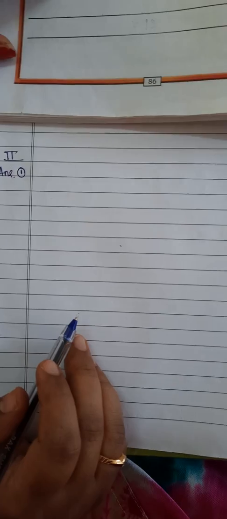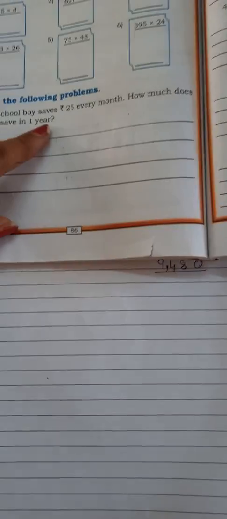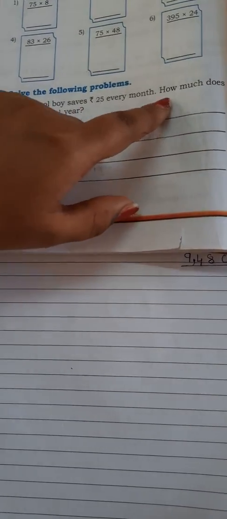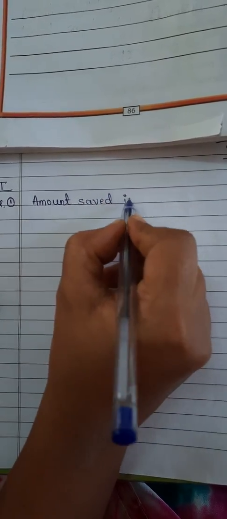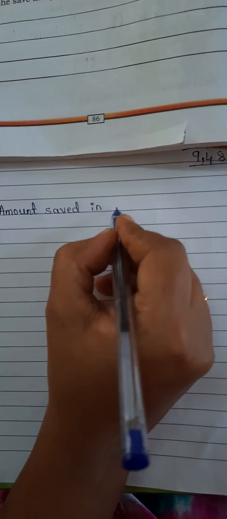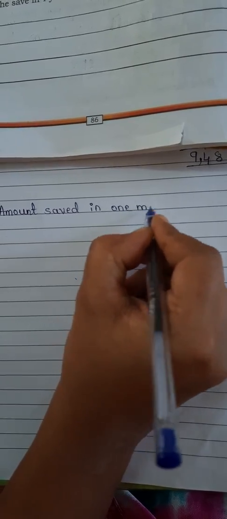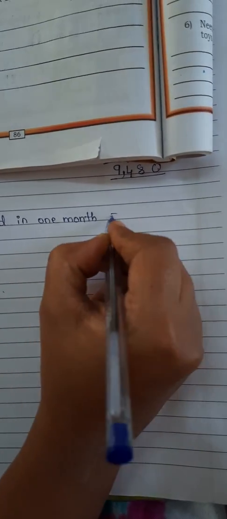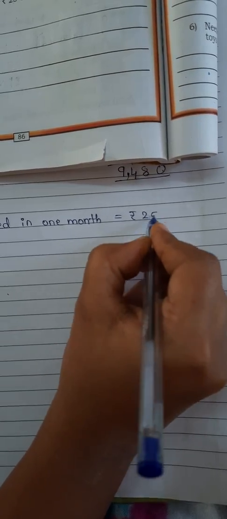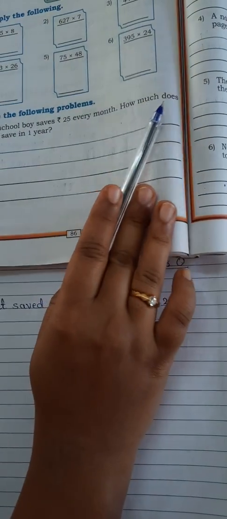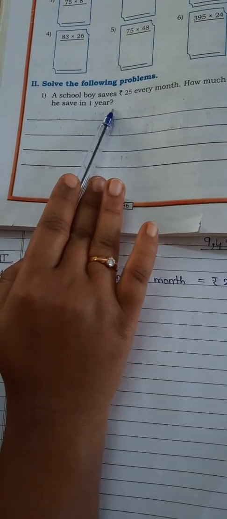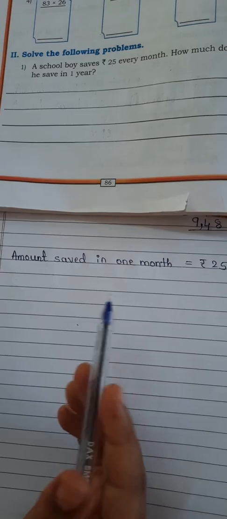Okay. See here children. A schoolboy saves 25 rupees every month. So what to write? Amount saved in 1 month is equal to 1 month. How much rupees he will save? 25 rupees. So the second sentence what to write? How much does he save in 1 year? This only we have to write.